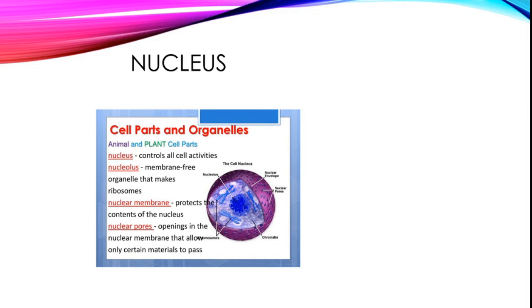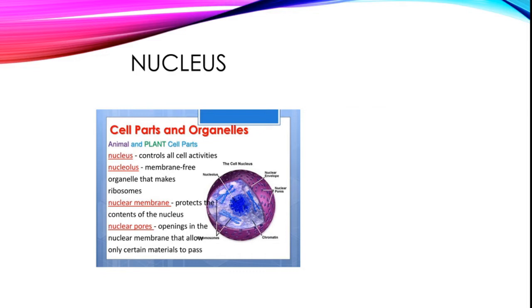In animal and plant cells, the nucleus consists of a few parts. The nucleus controls all the cell activities. The nucleolus is a membrane-free organelle, and it helps in the formation of ribosomes. The nuclear membrane protects the content of the nucleus. Whatever nuclear content is present inside the nucleus is protected by the nuclear membrane.